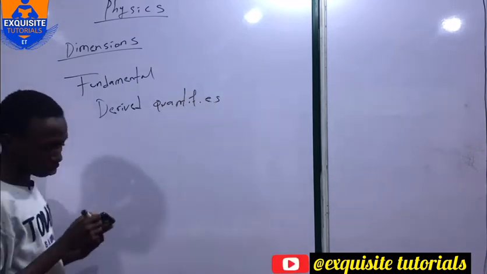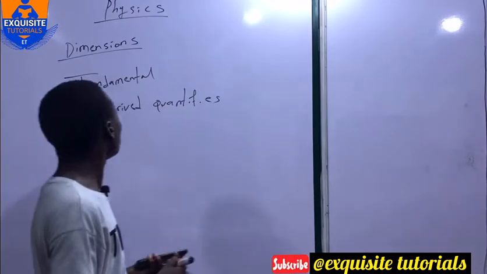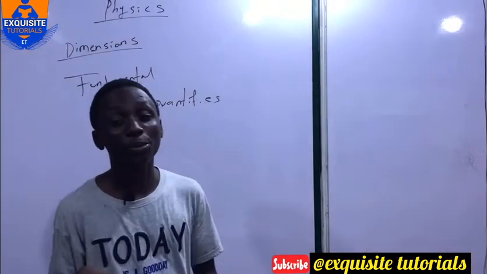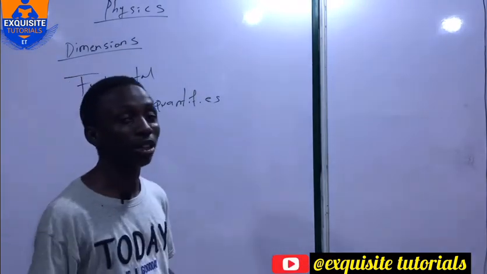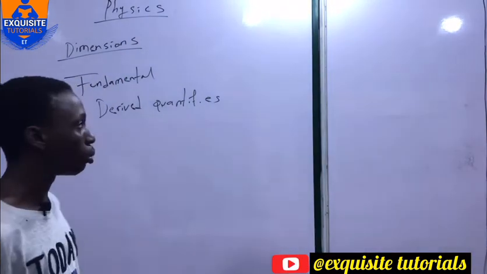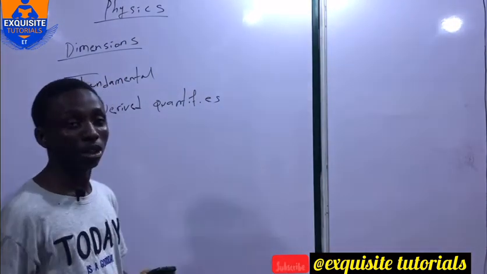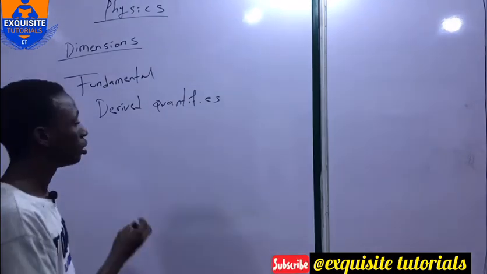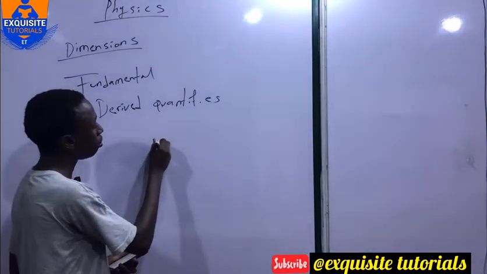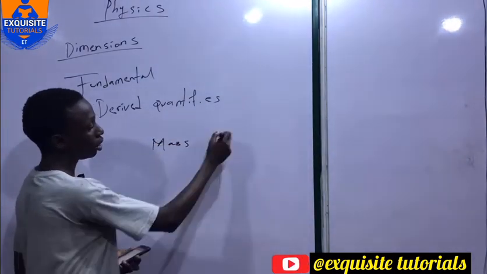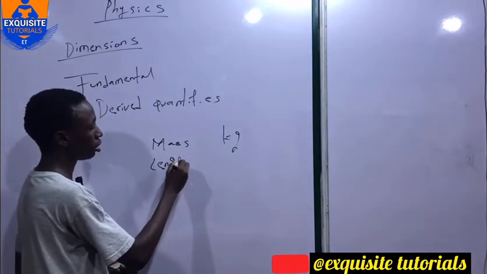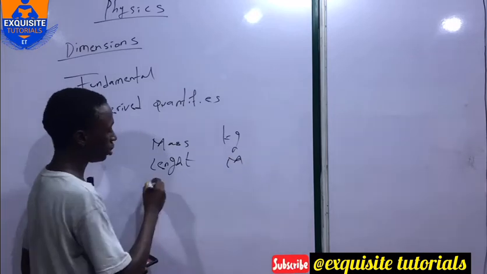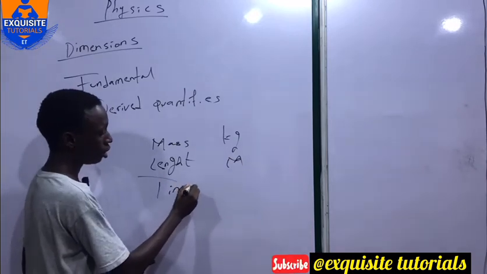Okay, without going too far, fundamental quantities are those quantities that are independent of all other quantities, while derived quantities are those quantities that result from the combination of two or more fundamental quantities. Now let's look at some fundamental quantities. For fundamental quantities, we have mass in kg. We can have length in meter. We can have time in seconds.